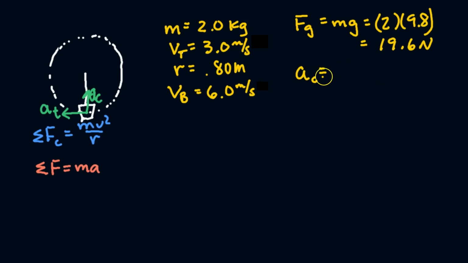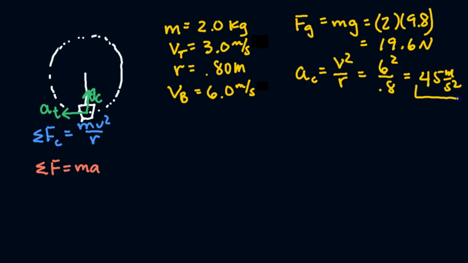And the centripetal acceleration component is equal to v squared over r. The v is 6, so we have 6 squared, and r is 0.8. So 6 squared divided by 0.8, and we get 45 meters per second squared.